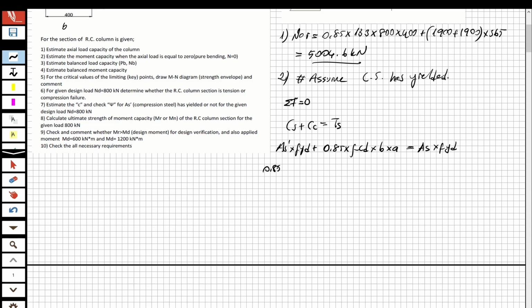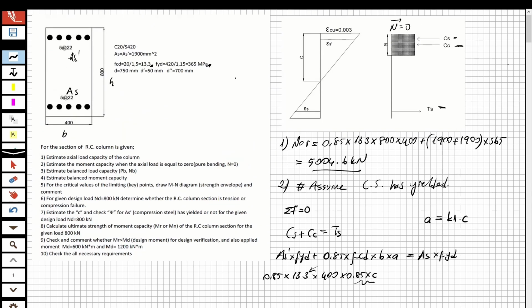So 0.85 multiplied by 13.3, multiplied by 400. Now I'm writing just for the compression concrete, and multiplied by 0.85, yeah, 0.85 multiplied by c. What is 0.85 multiplied by c? It's actually this one. I guess you know it from the column: a is equal to k1 multiplied by c. Sorry, for this question the type of the concrete is C20, so k1 is equal to 0.85. You can check from the tables.